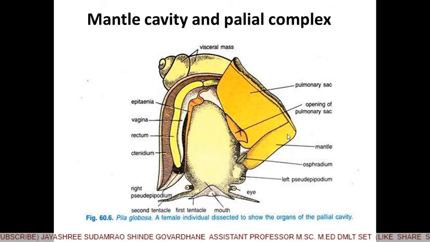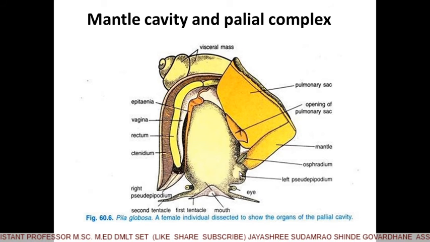Close to the base of, see the osphradium. Here you can see the osphradium. It is a small oval leaf-like structure attached to the pulmonary chamber, close to the base of the left nuchal lobe.